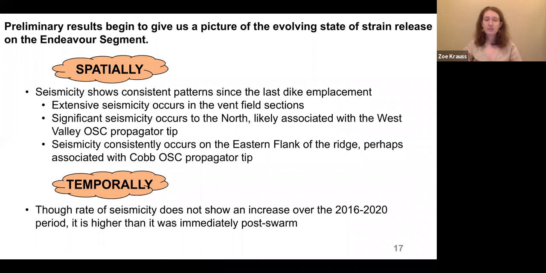And so these preliminary results begin to give us a picture of where we are in the spreading cycle and what that accumulation of strain looks like. And in terms of spatial conclusions, we see relatively consistent patterns throughout time, with, of course, most of the seismicity occurring in the vent field sections, but also a lot of seismicity occurring to the north and the south, likely associated with those propagating tips. And throughout time, we don't see an obvious increase in the last 4 years, but we do see an increase since 2005, since that last dike emplacement swarm.